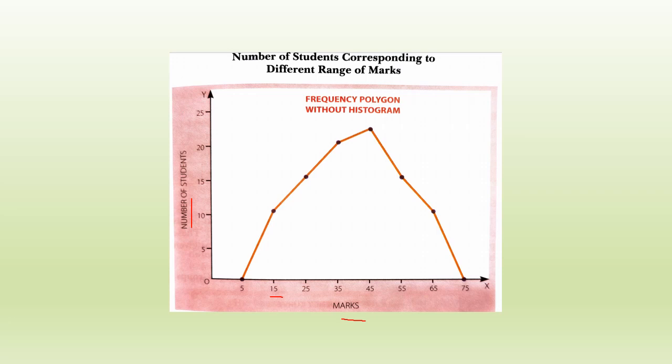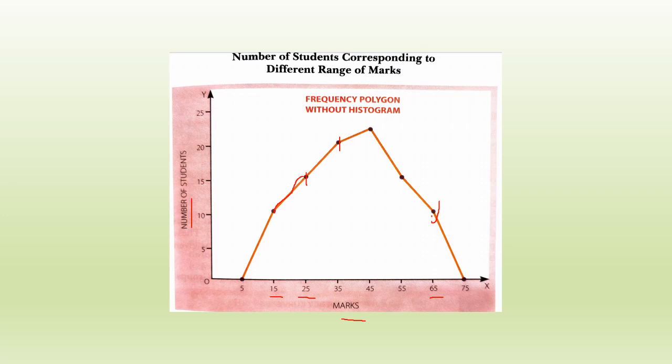Next class interval was 20 to 30. The midpoint would be 25 and the frequency is 15. So we have marked 15 here. Similarly, at 35 midpoint, we have marked the frequency 20 and so on till the last, that is 65 as a midpoint and frequency as 10. Okay. So we will join all these points using a foot rule.